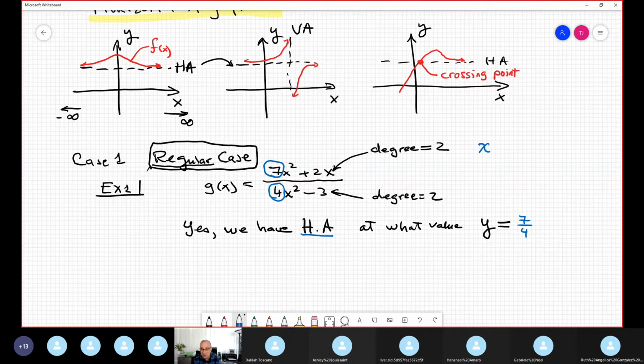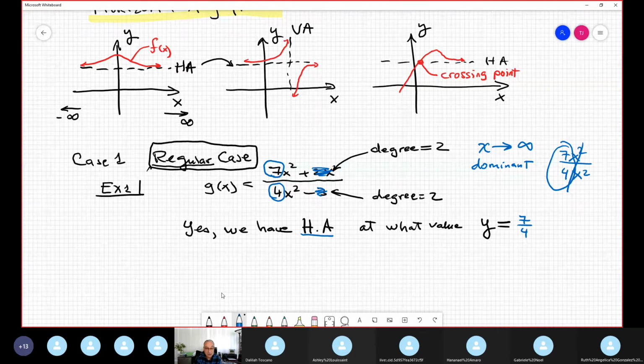The reason is, if the supposition is that x approaches infinity, the dominant term in the expression is the term that contains the higher exponent. So you can completely neglect 2x, it is completely negligible, you ignore this, and you ignore this. And the function stays 7x squared divided by 4x squared, which cancel and stay 7 over 4. Okay? And this is the way to find the horizontal asymptote. This is case number one.